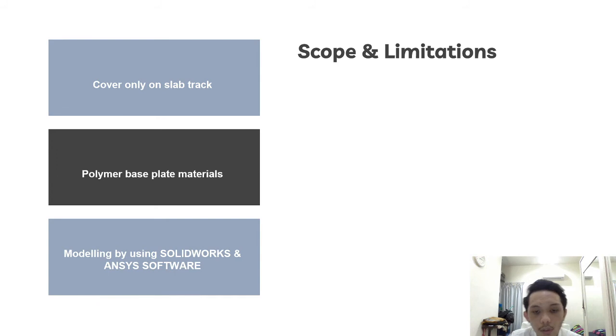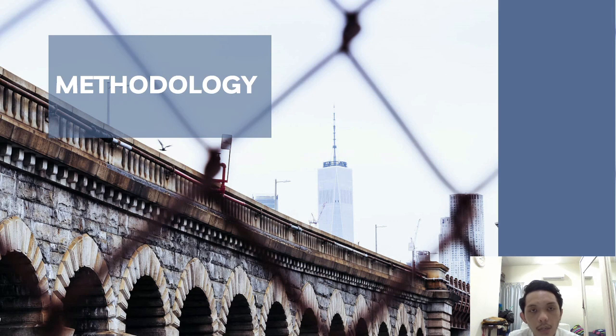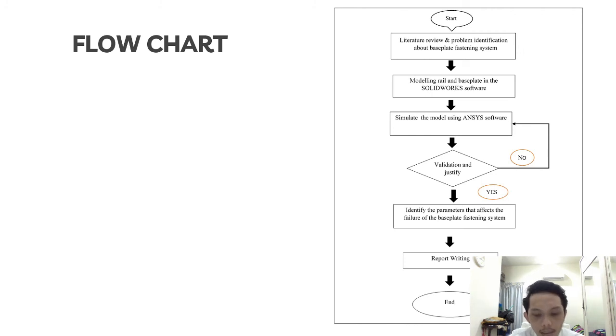Next, the scope limitation section covers only slab track, polymer base plate materials, and modeling using SolidWorks and ANSYS software. For the final discussion, I will touch a little bit on the methodology. As you can see on the slides, I have constructed a flowchart to monitor the process of my work in order to achieve the objective.